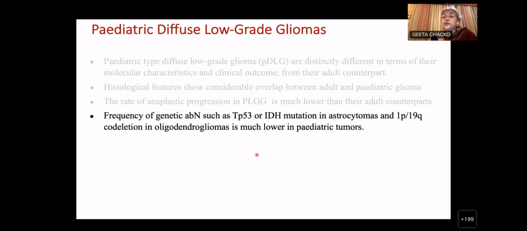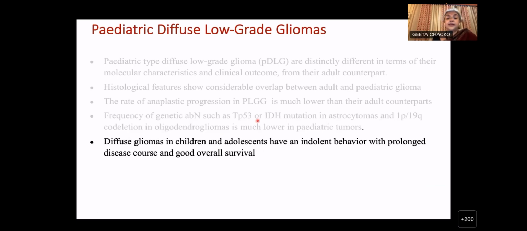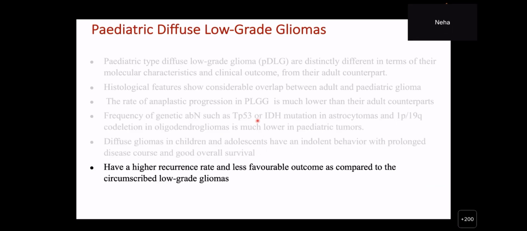Yeah, they do not show the alterations that you see in adult tumors. And they have an indolent behavior. Compared to circumscribed gliomas, we said circumscribed gliomas are the pilocytic astrocytomas and so on, diffuse gliomas have a higher recurrence rate.